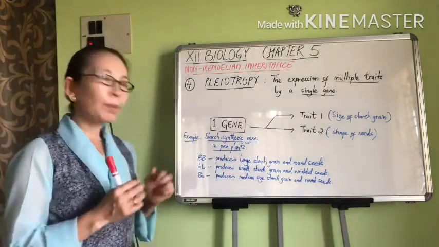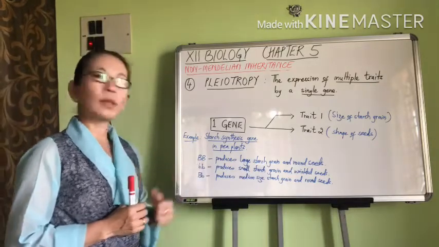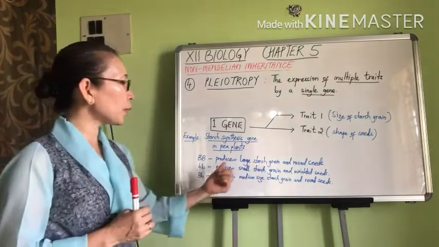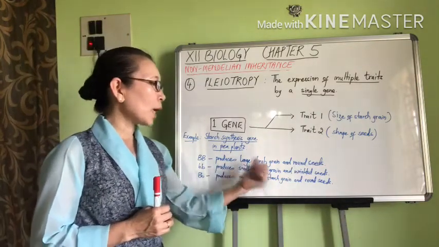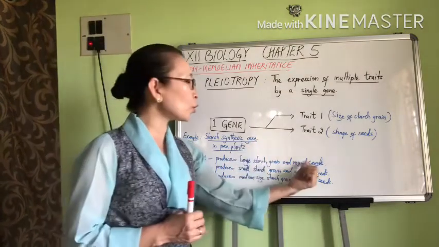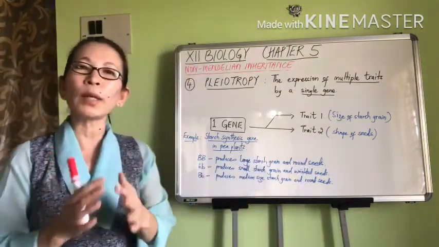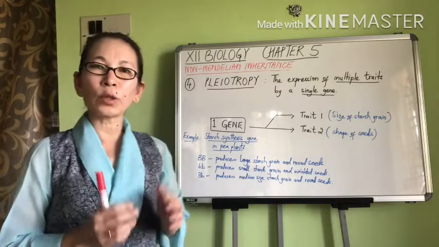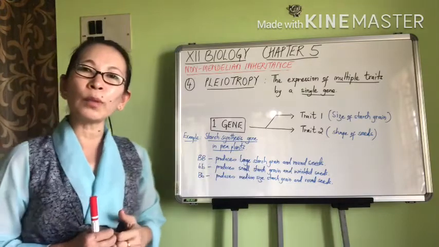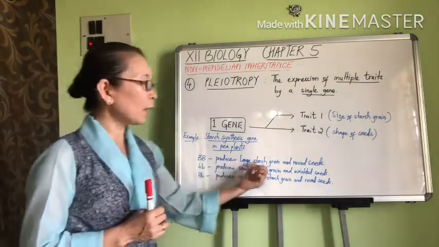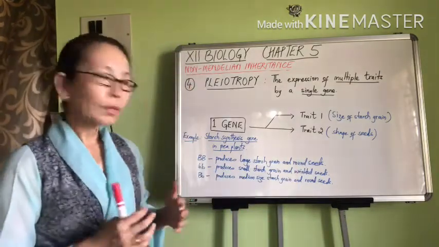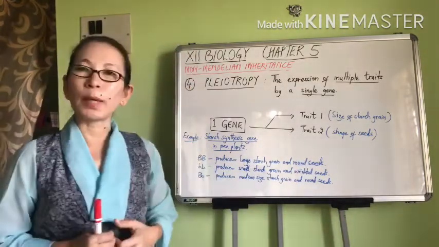Now pea plants with homozygous capital B genotype will always produce large sized starch grains, and on maturity, they are also going to produce seeds that all have a round shape. So that is how we have the homozygous capital B combination of the alleles, which results in large sized starch grains as well as round seeds in the pea plants.